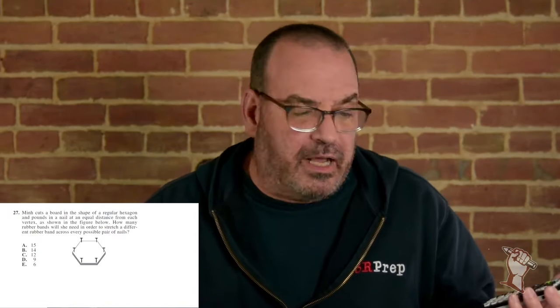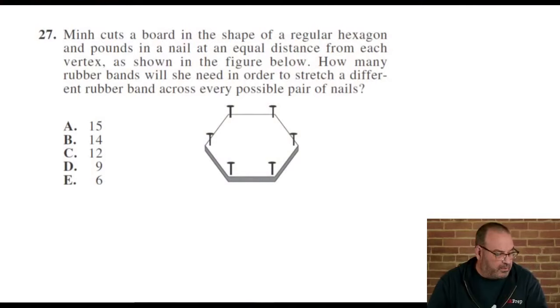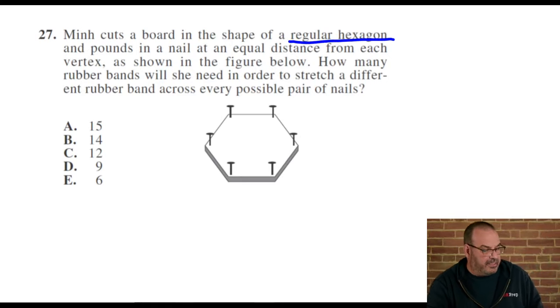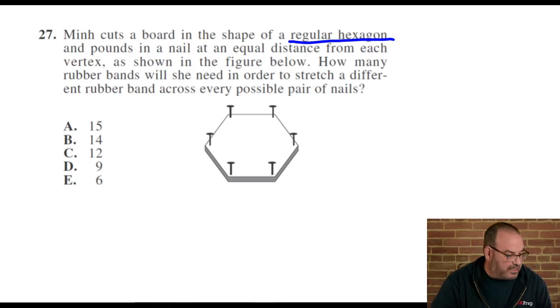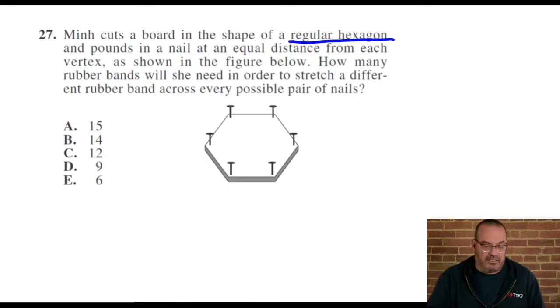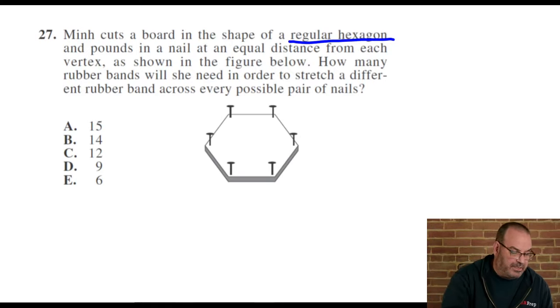Okay, from the official practice test, we only have 2 polygons, and I haven't had any angles, so I didn't look too hard for polygon questions. This says Min cuts a board in the shape of a regular hexagon. Regular, of course, has nothing to do with anything here, but it means that the angles and the lengths of the sides are equal. She pounds nails in each equal distance from the vertex as shown in the figure below. How many rubber bands will she need in order to stretch a different rubber band across every possible pair of nails? This has nothing to do with the hexagon. It's a counting problem.